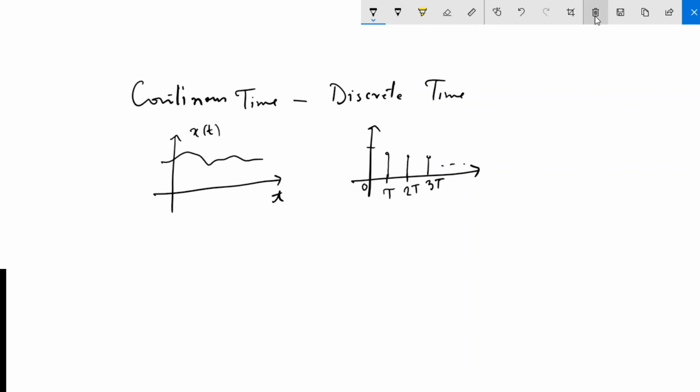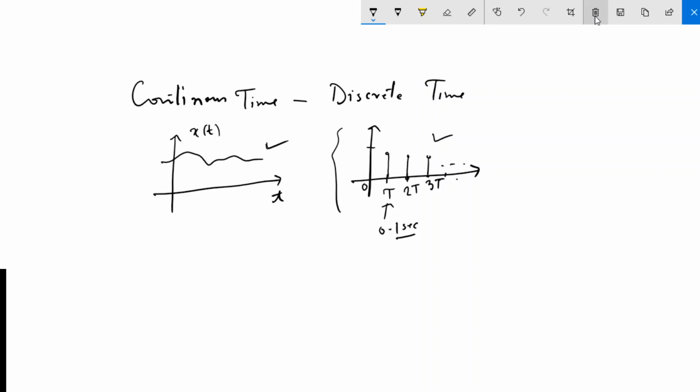This T may be anything. Suppose it is 0.1 second. So you have one sample at 0, then after 0.1 second the next sample, then at 0.2 second, then 0.3 second, then 0.4 second, and so on. These discrete time signals are normally not encountered in real life. Most of the signals that you acquire are continuous time signals.